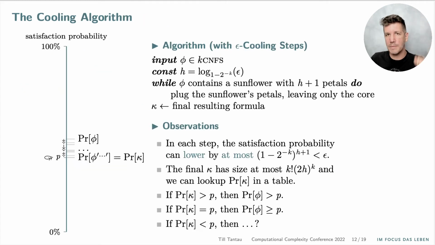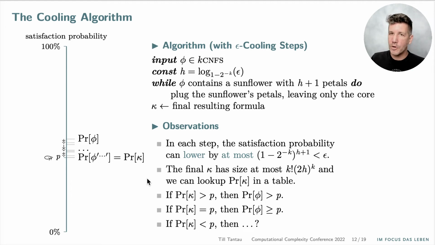So if we put that back into the cooling algorithm, what we notice is you start with your k-CNF formula. You compute a number h, depending on the desired step size epsilon, so that the sunflowers are large enough, such that if you do this collapsing, where you pluck the sunflower and leave the core, then the satisfaction probability is going to lower by at most that, which is going to be smaller than epsilon. On the other hand, because of the Erdős sunflower lemma, if you do not stop, you still have too many clauses in the formula. And the other way around, once you stop, you are going to have at most that many clauses, meaning that you can just look up the probability in a table.